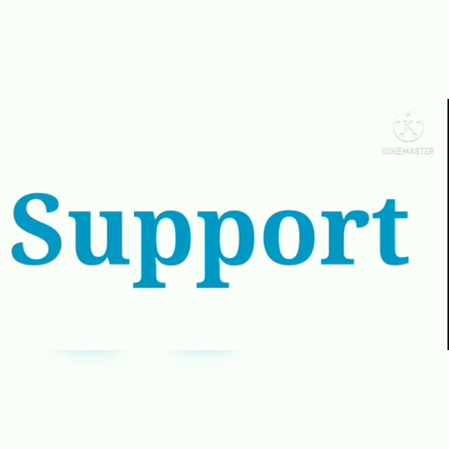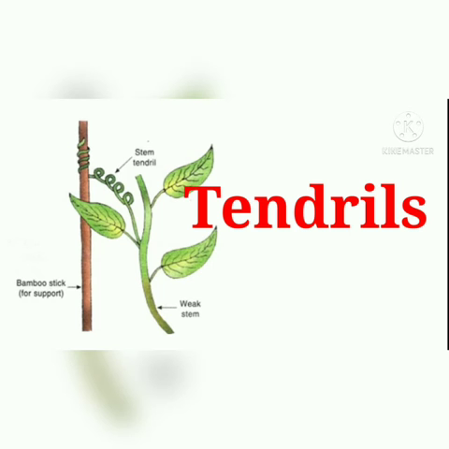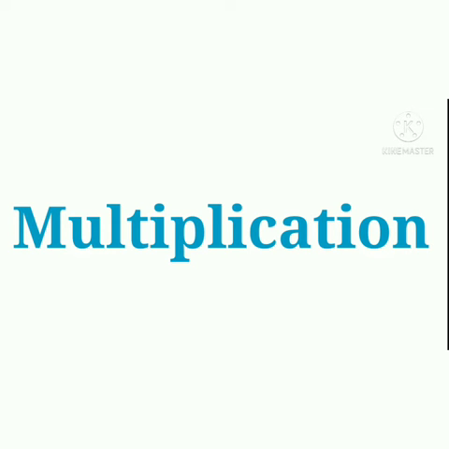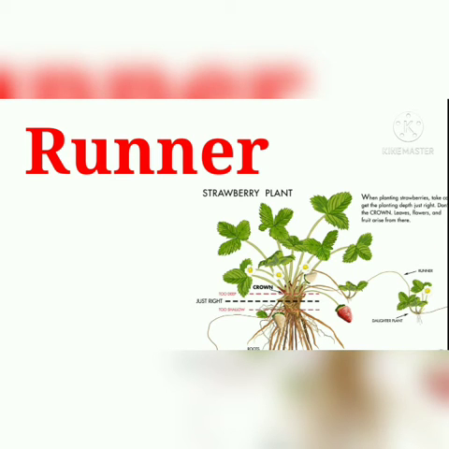Support. Tendrils. Several climbing plants such as grapevine and ivy produce modified stems called tendrils, which twine around supports and help the plants to climb. Multiplication. Runners. Plants such as strawberry produce horizontal stems with long internodes called runners and usually grow along the surface of the ground. Several runners may radiate from a single plant.